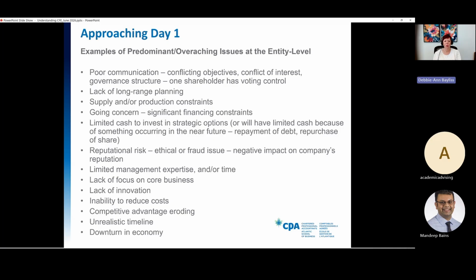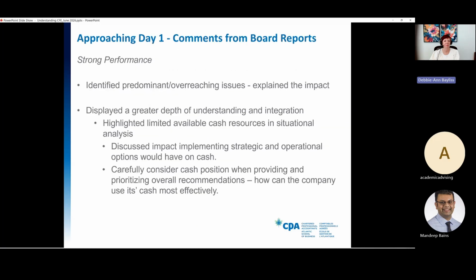There's a lack of focus on the core business, lack of innovation, inability to reduce costs. A company's competitive advantage could be eroding. There could be unrealistic timelines or a downturn in the economy. These are all, if you notice, either significant weaknesses within the company itself or significant threats in the industry, because not all qualitative factors are equal. These are important to consider in your analysis and when you provide your overall recommendations.